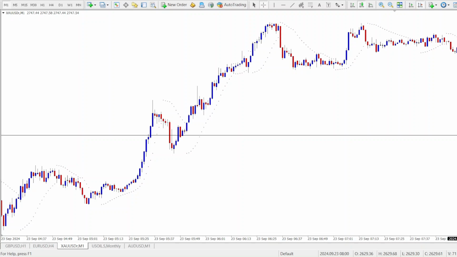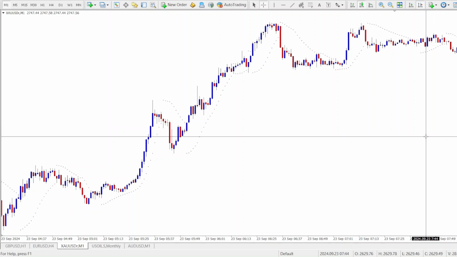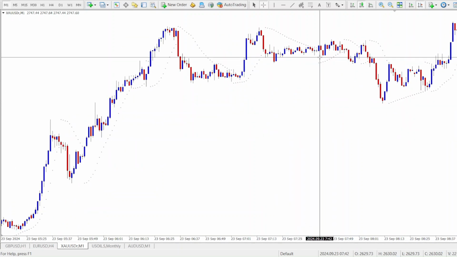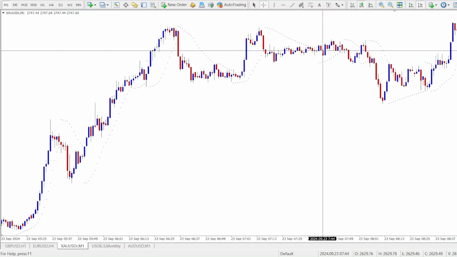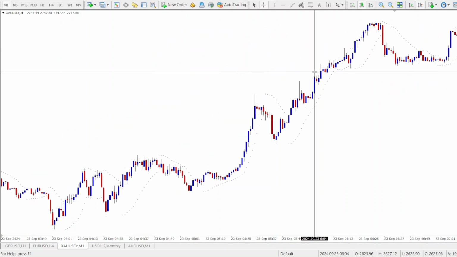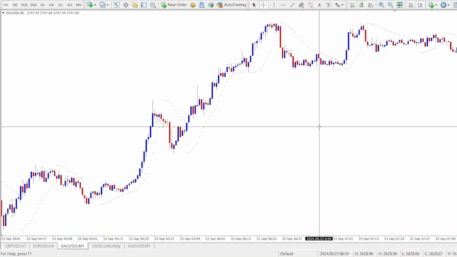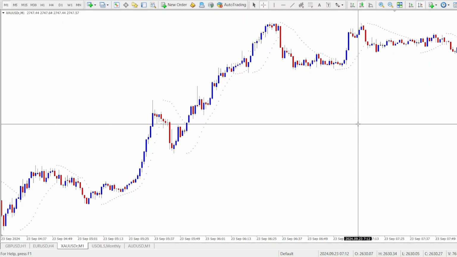So while the parabolic SAR can be a great tool, there are some common pitfalls to watch out for. Avoid using it in the sideways market. If you are using this indicator in a sideways market, you might get false signals more often. Okay, so make sure you use this indicator in a trending market only. Okay, and always confirm with other indicators like moving averages or RSI, just to validate your trades.